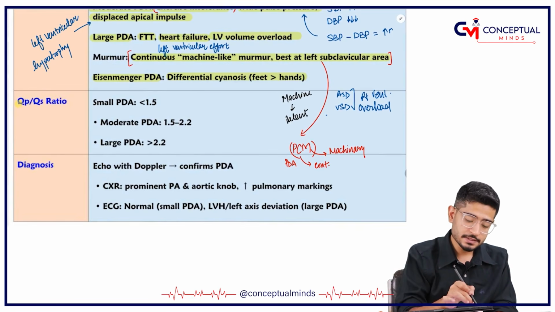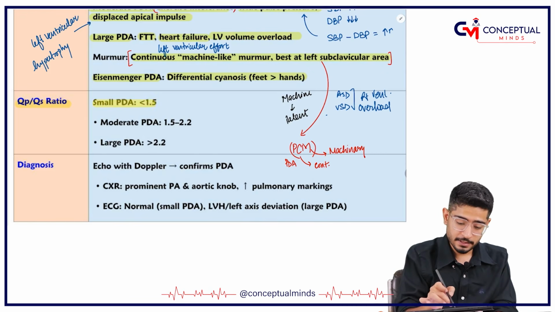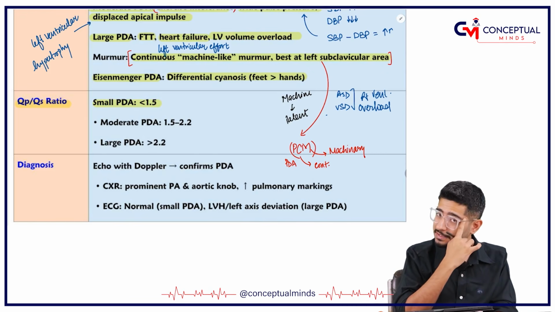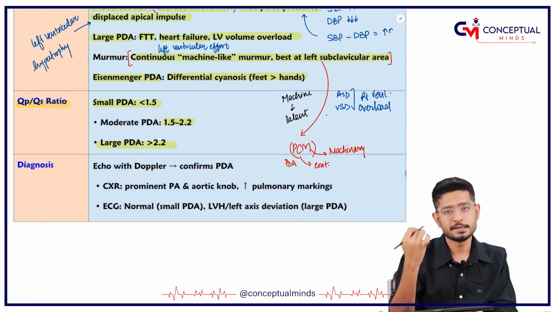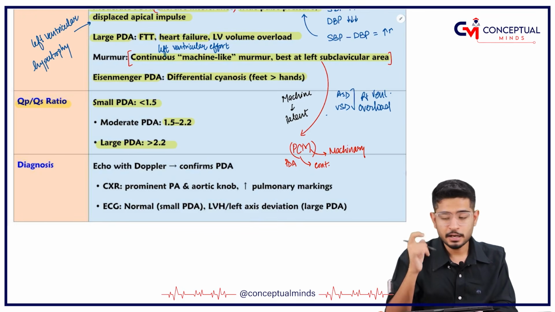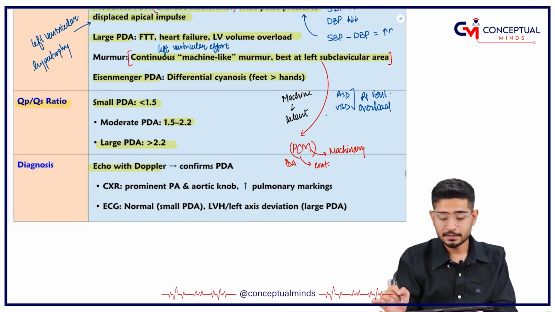And the QP to QS ratio, very similar to VSDs: if it is less than 1.5, you will call it a small PDA; 1.5 to 2.2 is moderate; more than 2.2 is large. How will you diagnose it? For any structure you want to see in the heart, you have to do an echo. Echo with Doppler is done and confirms the PDA.